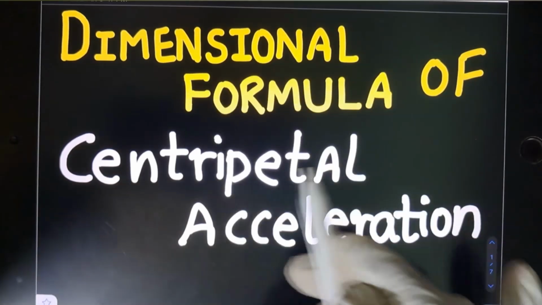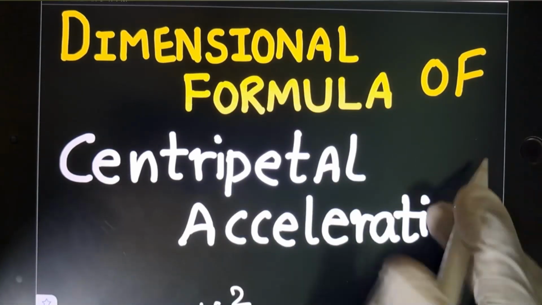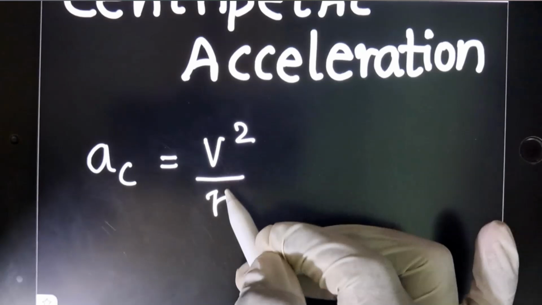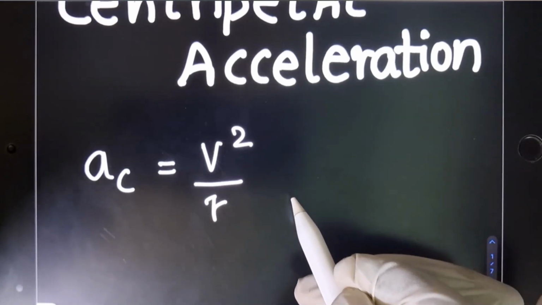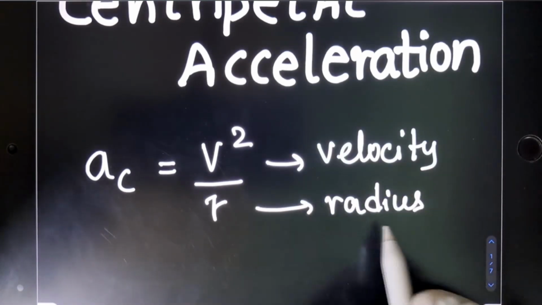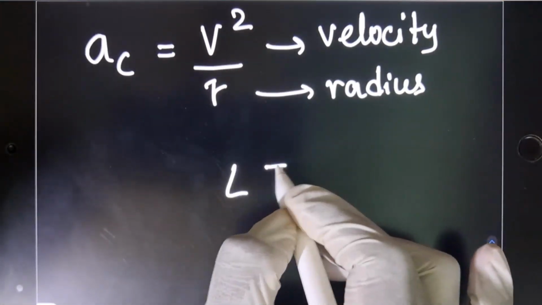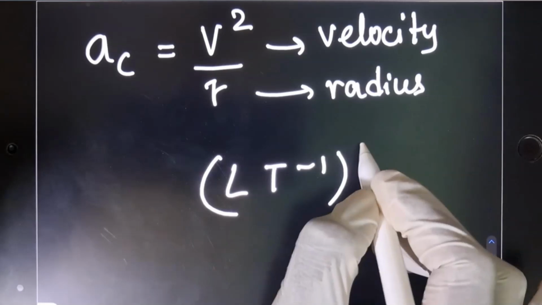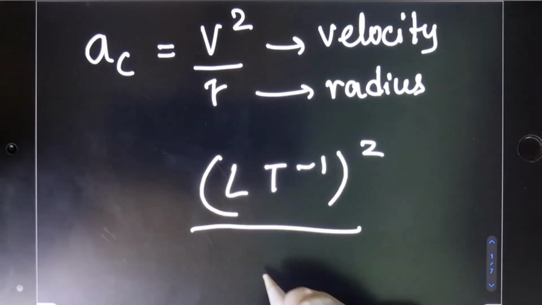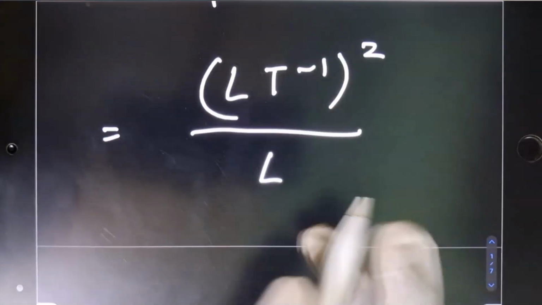To find the dimensional formula of centripetal acceleration, the formula is a_c, centripetal acceleration, is equal to v squared by r. Here v represents velocity, r represents radius. We should know the dimensional formula of velocity. It is L T^-1. Here (L T^-1) whole squared by radius L.